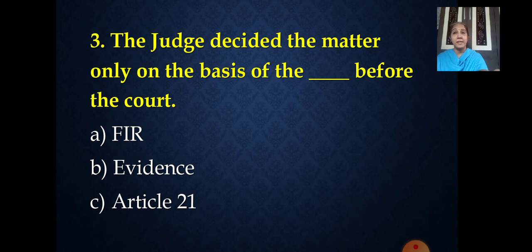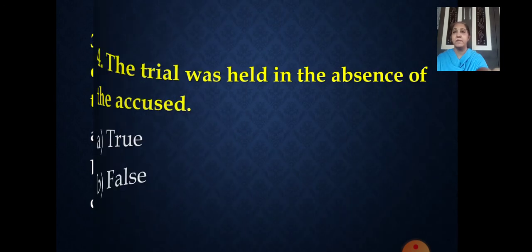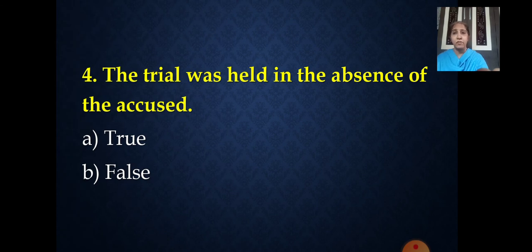Now the judge decided the matter only on the basis of dash before the court. On the basis of FIR? Or on the basis of evidence? Or on the basis of Article 21? On the basis of evidence. The trial was held in the absence of the accused. Was the hearing done in the absence of Shanti? No, Shanti was present in that hearing, right? So the trial was held in the presence of the accused, not in the absence. So the answer is false, right?